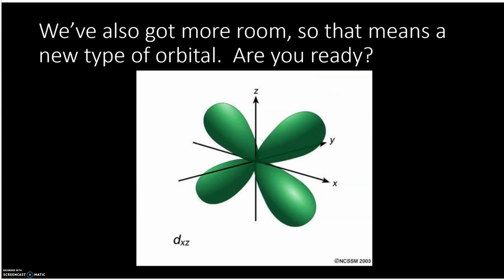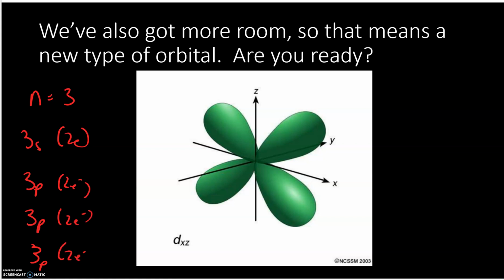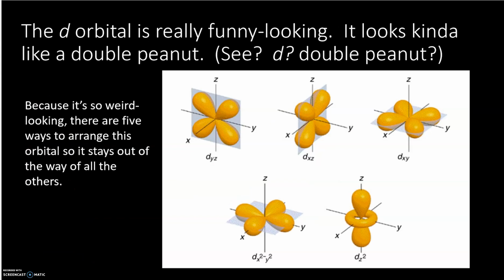Well, the third energy level has got even more room. So at n equals 3, we've got a 3s that can hold 2 electrons, and we've got 3 3p's, and they can each hold 2 electrons. But we've got a new type of orbital available. It's called the double peanut, because it's kind of shaped like 2 peanuts. And what's cool about this shape is that it's even weirder, so you can do a lot of different things with this one. And because this one's so weird, there are 5 ways to arrange this so it stays out of the way of all the others.